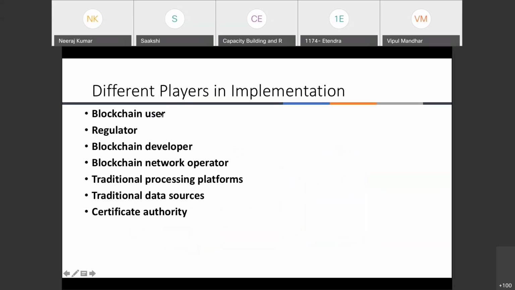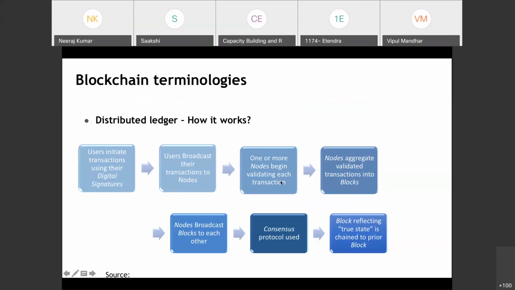So there are different players that are used in blockchain: blockchain users, blockchain developer, blockchain network operator. There may be different processing platforms used for processing the blockchain information, data sources, and certification authorities. So how does this distributed ledger work? Distributed ledgers are used to store information in the blockchain network.